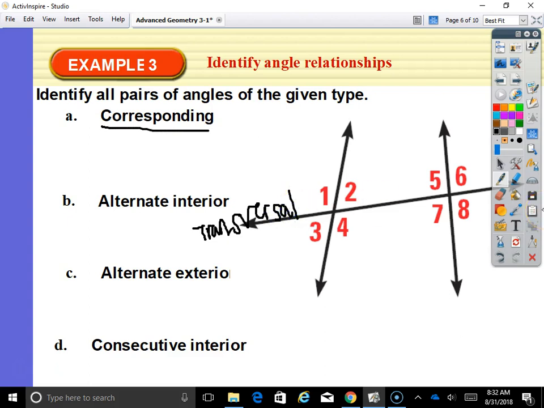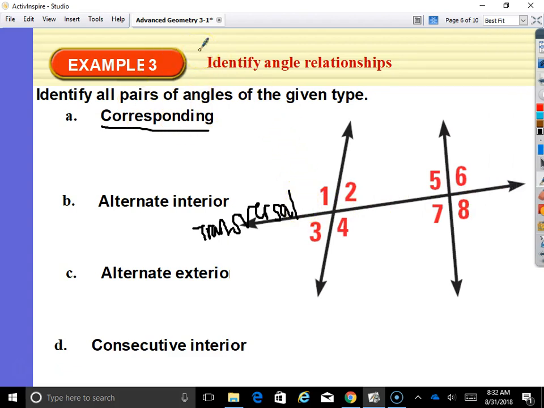I'm doing that with the mouse. I should probably use my pen. That is a transversal. A line cutting through two or more lines is called a transversal. Okay? So corresponding angles. Corresponding angles are on the same side of the transversal in the same position.